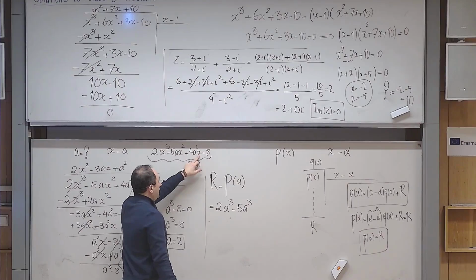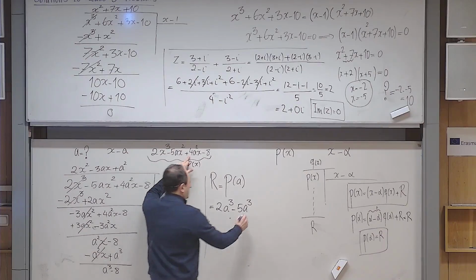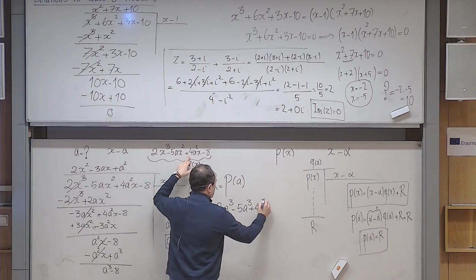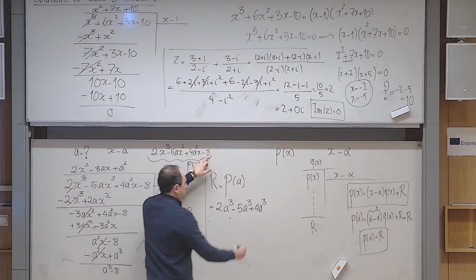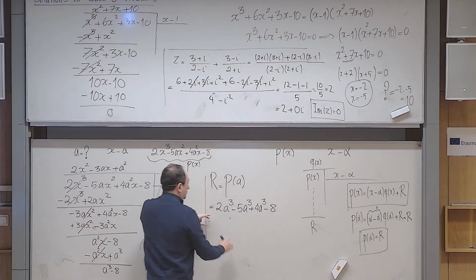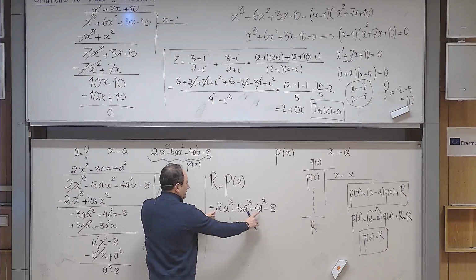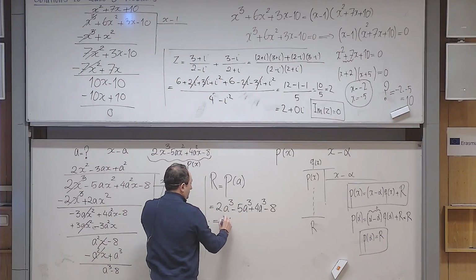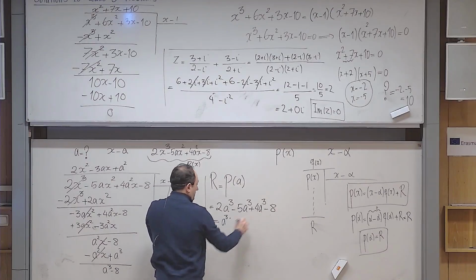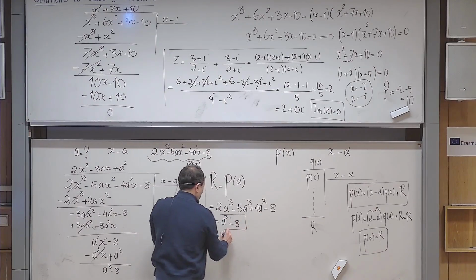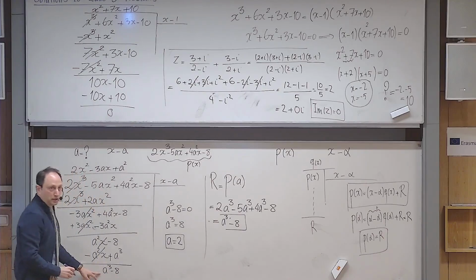I replace x with a times a squared, a cubed, so 4a cubed, and then minus 8. But now look, 2a cubed plus 4a cubed is 6a cubed minus 5a cubed becomes a cubed. And there is a minus 8 there. So it is much faster. That is exactly the remainder.